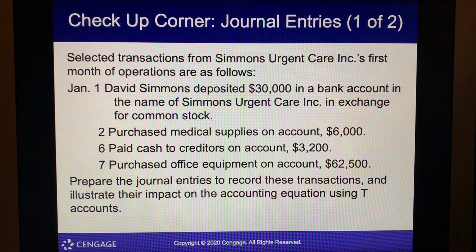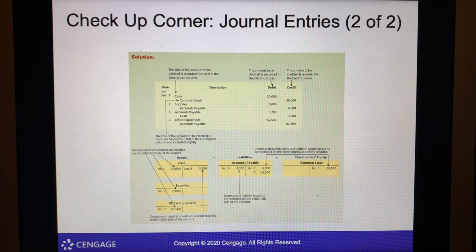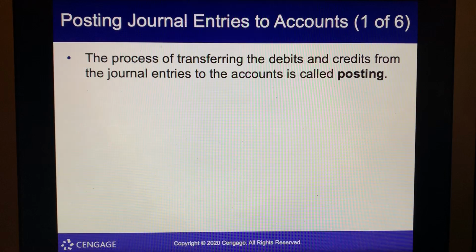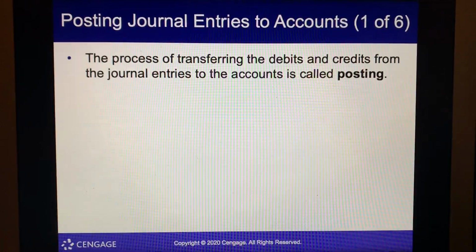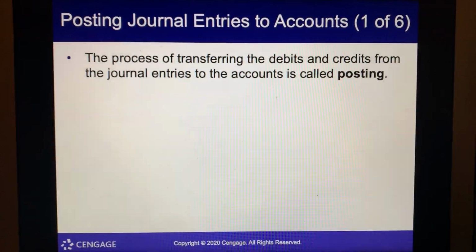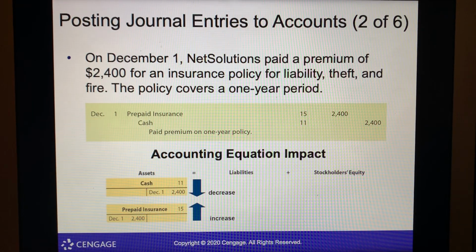Okay, we'll go past this. This is just another example. So, checkup. You can look at this in a little more detail. This is just following up. Post journal entries to accounts. The process of transferring debits and credits from the journal entries to the accounts is called posting. So we're posting journal entries is what's going on.